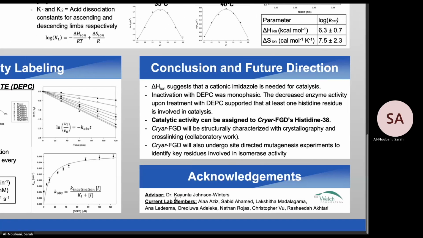In conclusion, there is one deprotonated histidine residue in the active site that is involved in catalysis. Based on the analogous amino acids that were compared between MTB and Crier FGD, this is predicted to be histidine 38. There are various ways in which this can be further confirmed with future experiments, such as site-directed mutagenesis performed on this histidine, or structural analysis with cross-linking or crystallography.